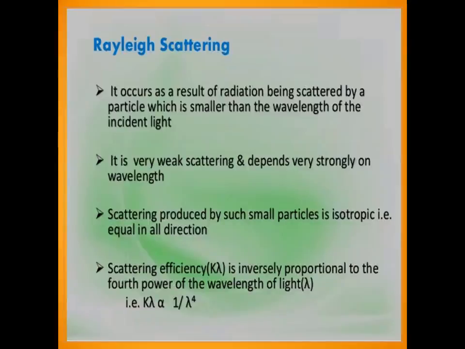It occurs as a result of radiation being scattered by a particle which is smaller than the wavelength of the incident light. It is a very weak scattering and depends very strongly on the wavelength. Scattering produced by small particles is isotropic, that is, equal in all directions.